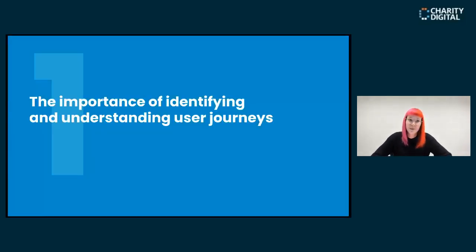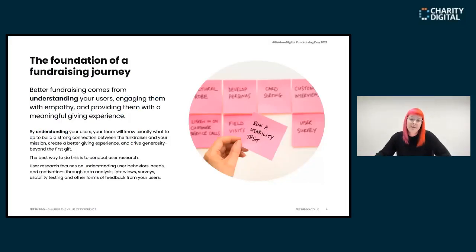So I'll get started with the importance of identifying and understanding user journeys. The foundation of a meaningful user journey is understanding your users, engaging with them and providing them with a meaningful experience. So the best way to start off when looking to improve your user's journey is to do some user research with them. Some people can be skeptical about the value of user research because it's not always based on numbers and statistics, so the return on investment is trickier to measure than analytics. But failing to understand your user base is often the main driver for an ineffective user journey.